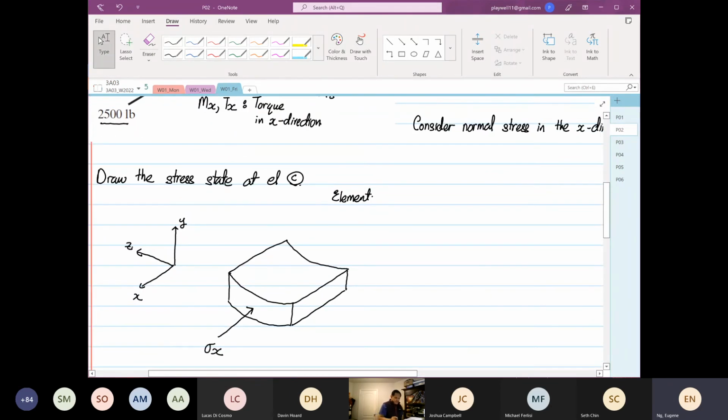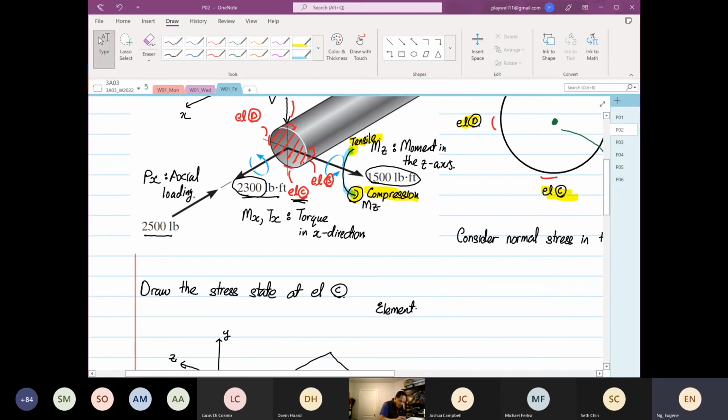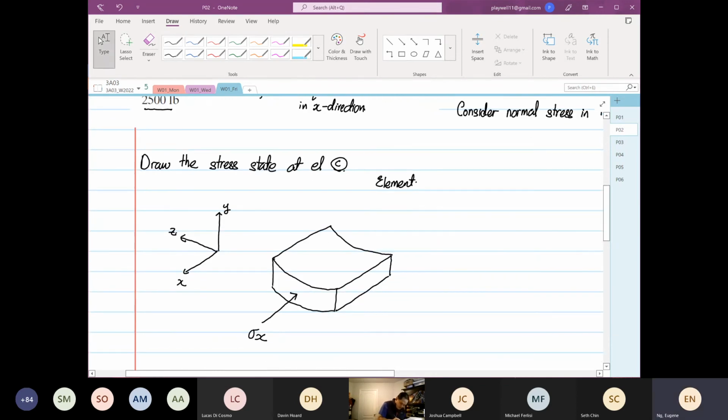Then we have shearing stress. If you look at how the element is twisted, this is due to the torque. The torque will induce a shear stress this way. And torsion, later on I'll teach you, that will be its reaction.